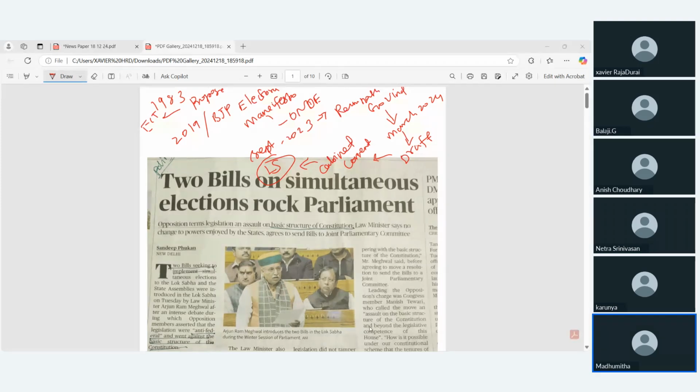Many different states would be having many different interests, sir. So I think combining all the interests under one party or one election, I think it won't be very sustainable in the long term.